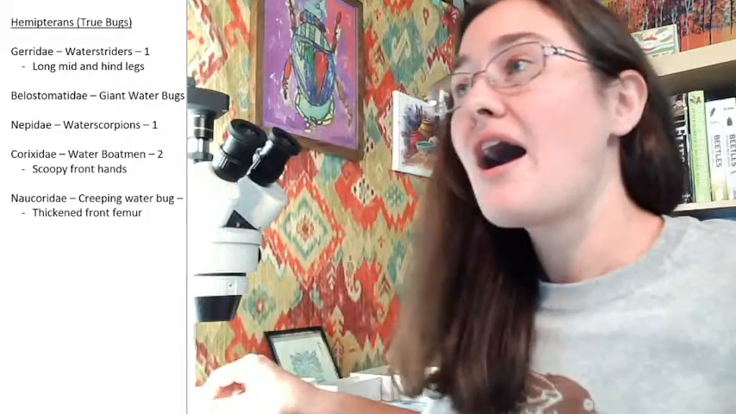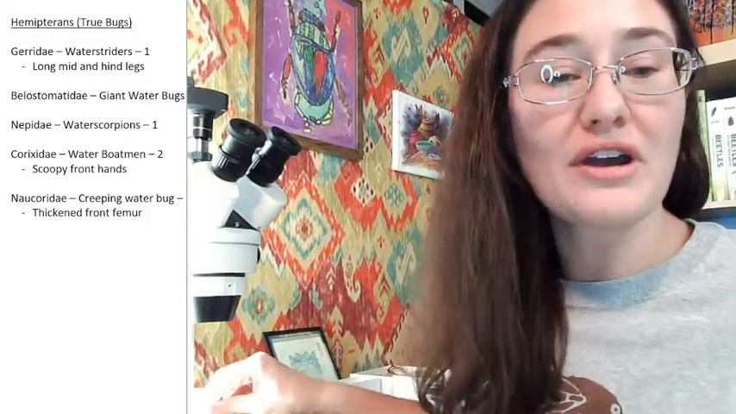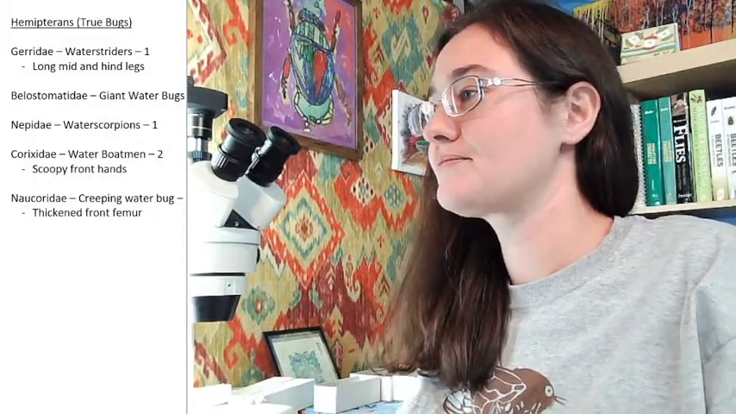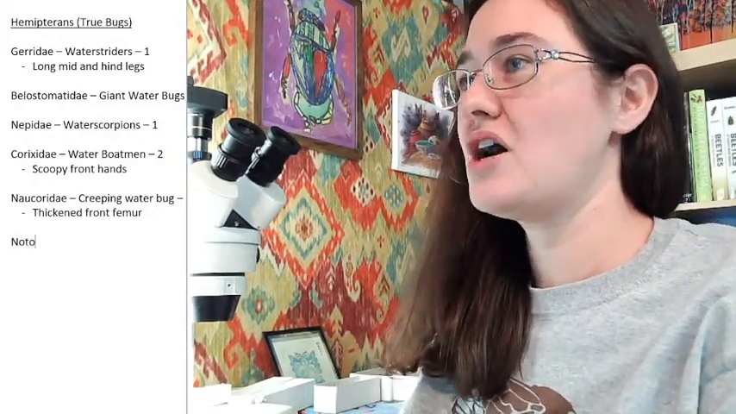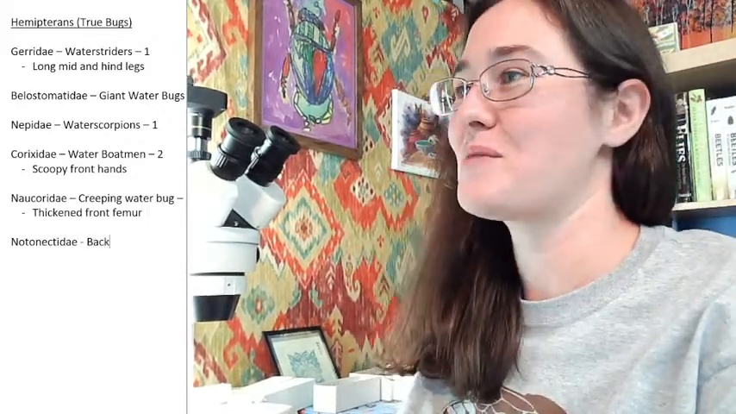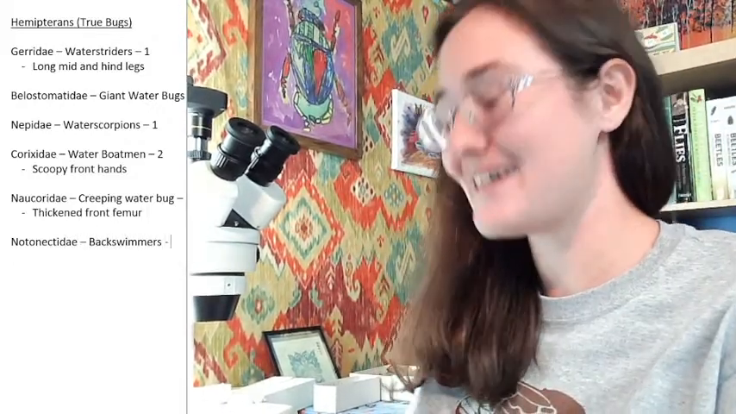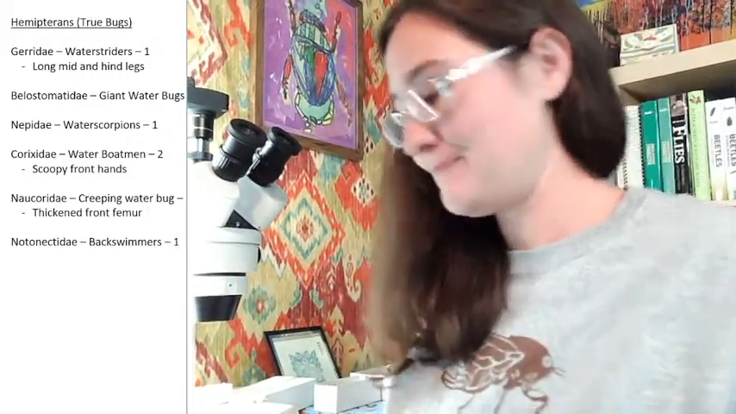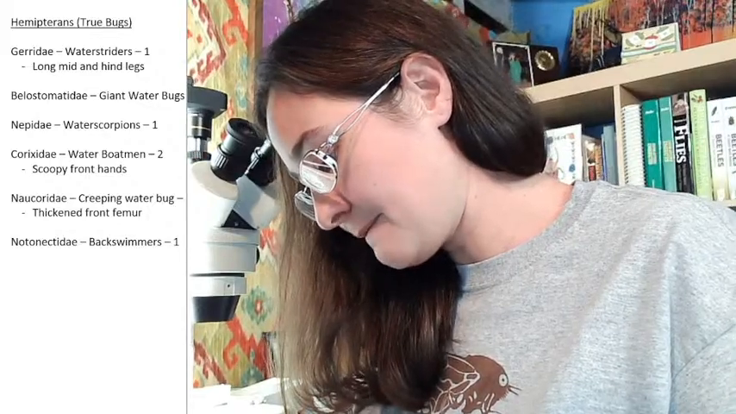All right, so we got through the naucorids. Now, I wanted to talk about a family called the Notonectidae. They are the backswimmers. These guys are really fun because they swim on their backs.